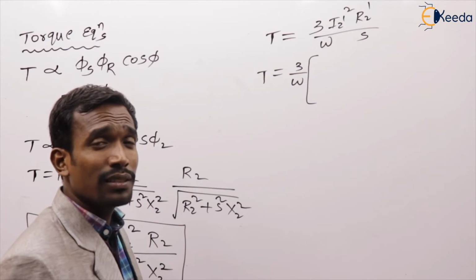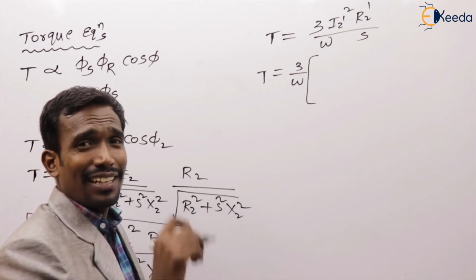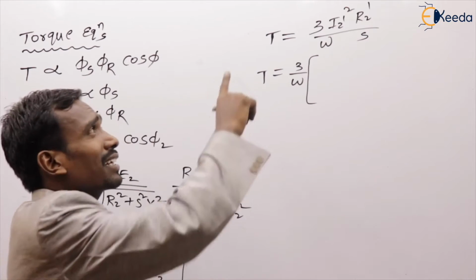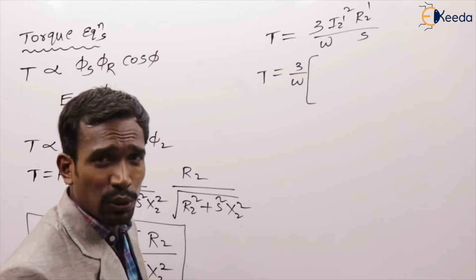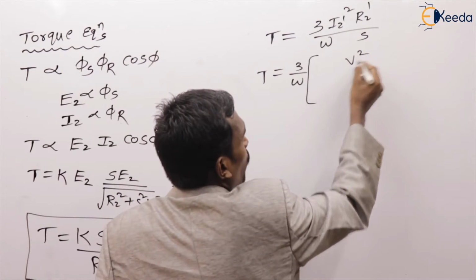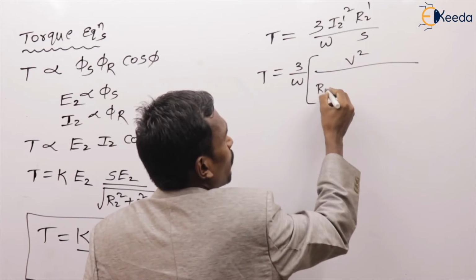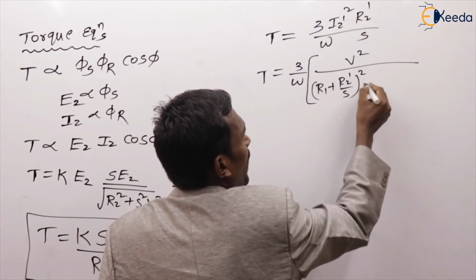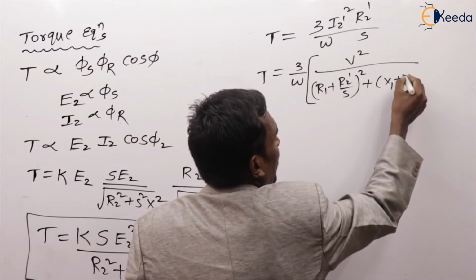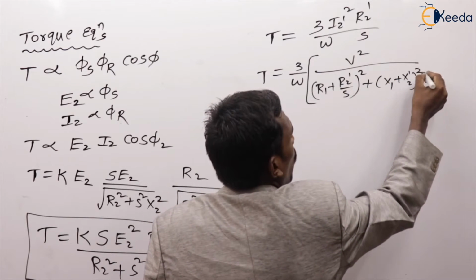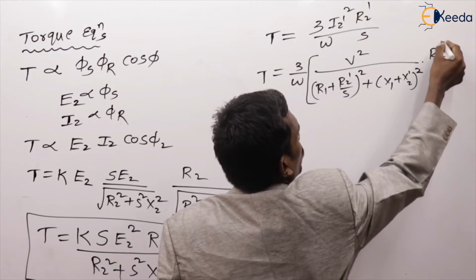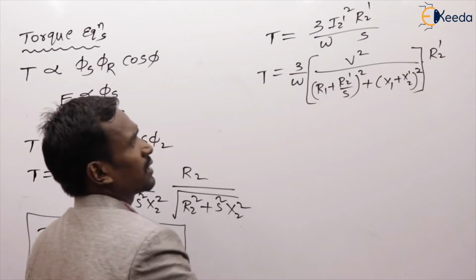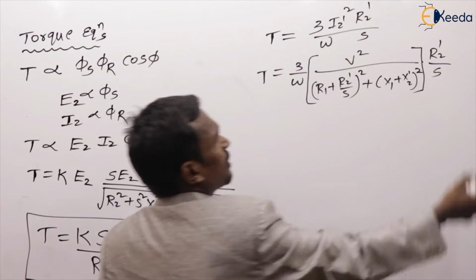Have an idea of I2 dash square? We already calculated it at the maximum power condition, and before that, at the power equation, we calculated it already in the equivalent circuit. What is the I2 square formula? V square by (R1 plus R2 dash by S) whole square plus (X1 plus X2 dash) whole square, into R2 dash by S. This is our formula.